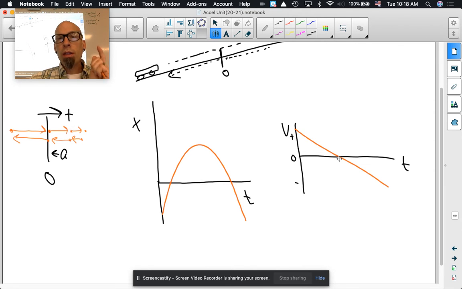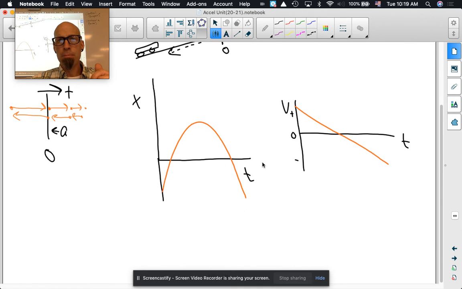Remember, the one thing that a VT graph cannot tell us is what? Position. It can tell us displacement. It can tell us velocity. It can tell us direction. It can tell us when. It can tell us the time things happened. But it can't tell us where anything happened. That's what we need the XT graph for.